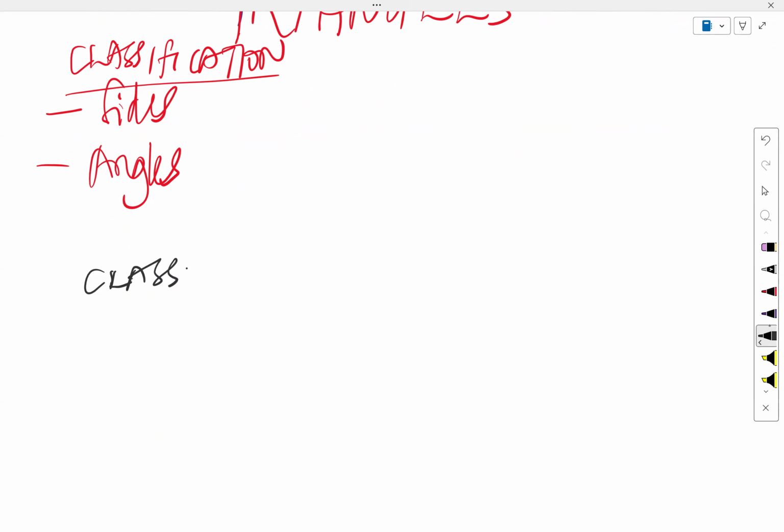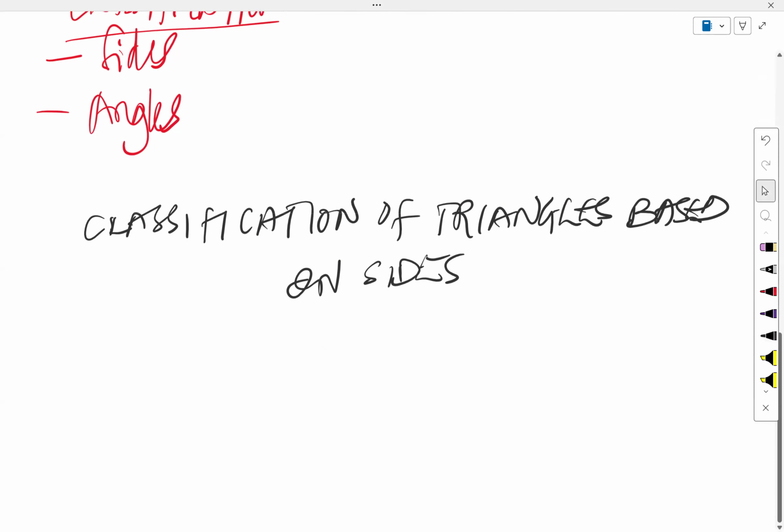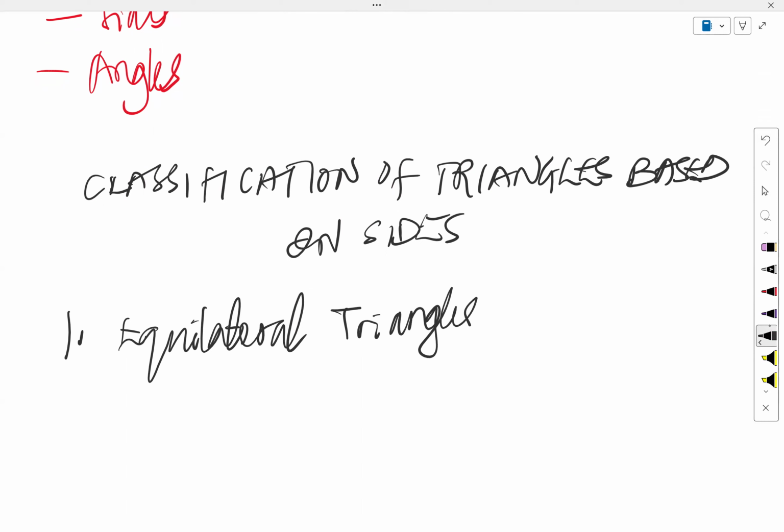Classification of triangles based on sides. The first thing we like to talk about here will be equilateral triangles. Now the word equi means equal, as you can already imagine, and lateral is side, so that's equal sides. So equilateral triangles have equal sides.